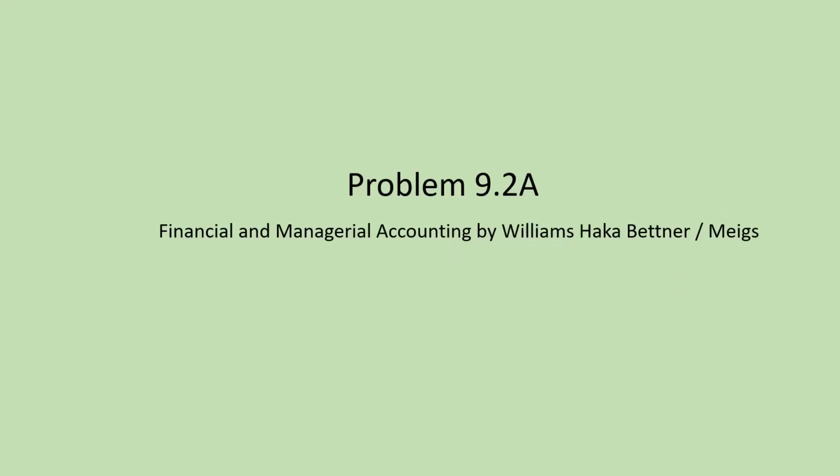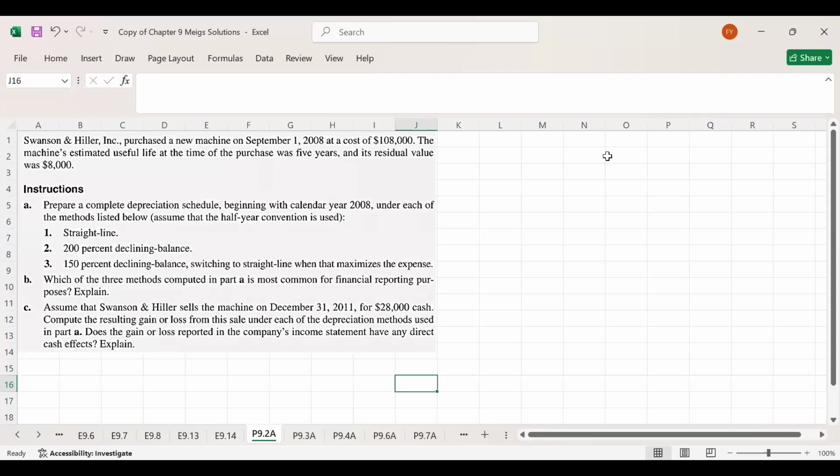So we are going to practice all these concepts. The book is Financial and Managerial Accounting by Williams, Haka, Bettner, also known as Meigs and Meigs Accounting, and we are covering problem 9.2A. So here's the problem.